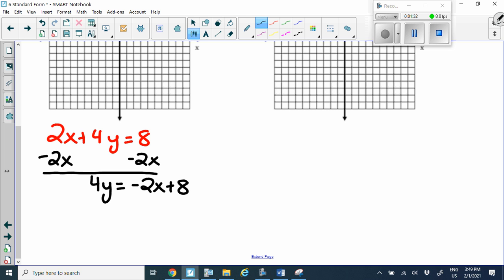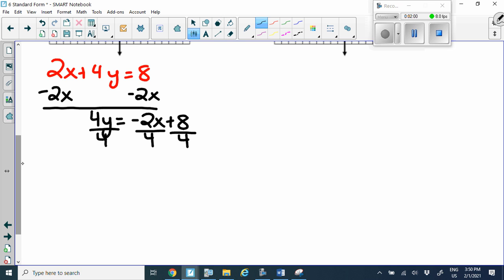Now our next thing we will have to do is divide both sides by 4. Now the terms on the other side, I will have to divide by 4 on each of them. So I divide the negative 2x by 4 and the 8 by 4. I highly suggest to show it this way, just because then you remember, oh, I need to divide each term by 4, instead of trying to make it a big fraction.